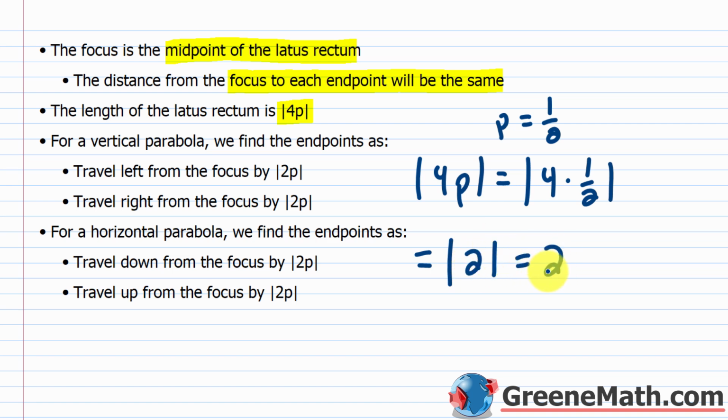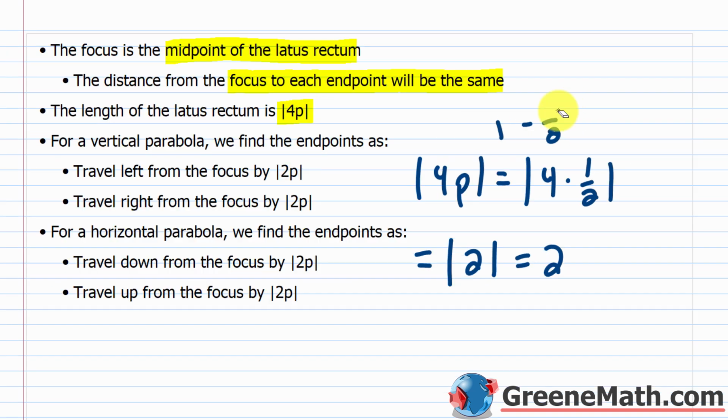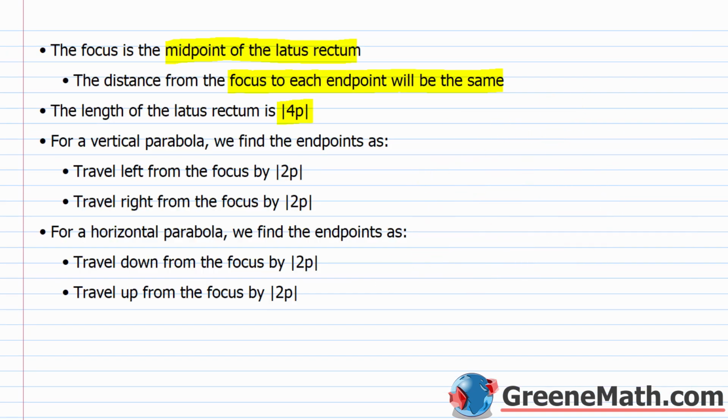So that's the length. Again, if you go back, that makes sense. This is 1 and this is 1. So 1 plus 1 would be 2. So that would be the length for the latus rectum. Then this would be the formula you need. Let me get rid of this. If you're doing this on the other problems.